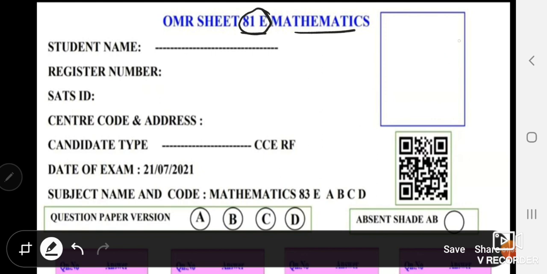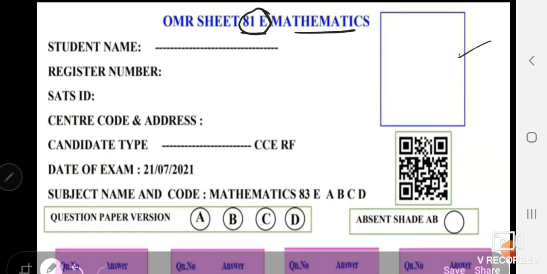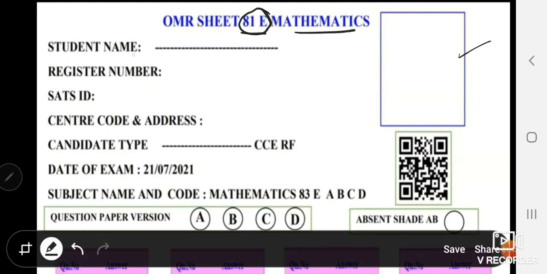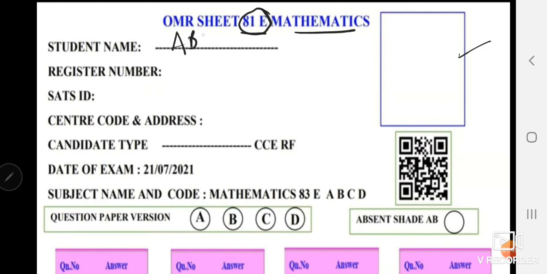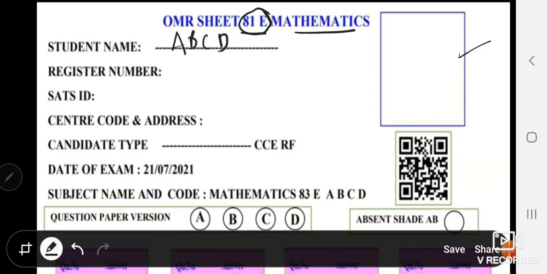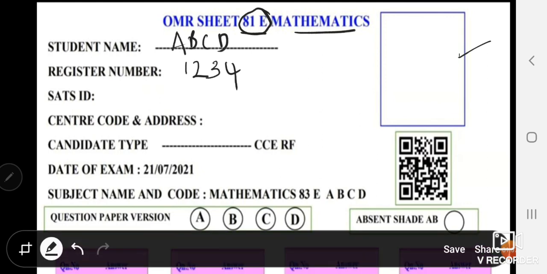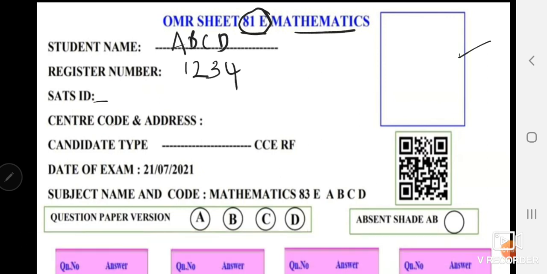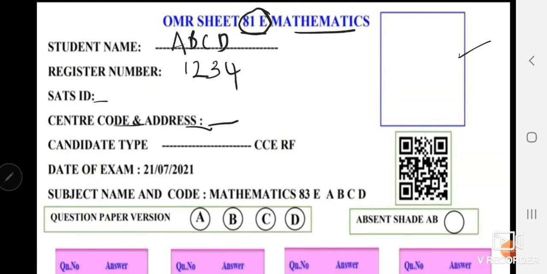Again, there will be a photo. You need to check whether the given photo is yours or not. Again you need to fill in your name, like this. And if you want to fill the OMR sheet, always use ball pens. Again you need to fill in the register number you get in your admission ticket, SATS ID and center code address. After getting your admission ticket, you will come across what to fill in this box.